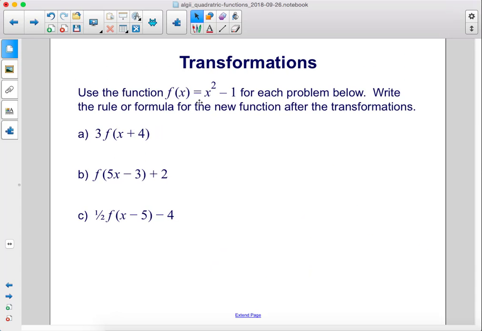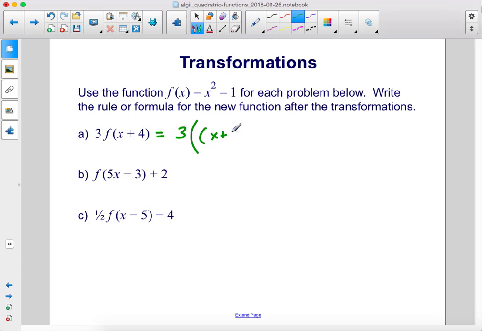Use the function f of x equals x squared minus 1 for each problem below. Write the rule or formula for the new function after the transformations. Alright, so f of x equals x squared minus 1, so we have 3 times f of x plus 4. So let's have that equal 3 times, and now we're just going to plug x plus 4 in here.